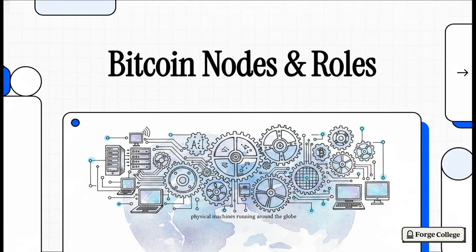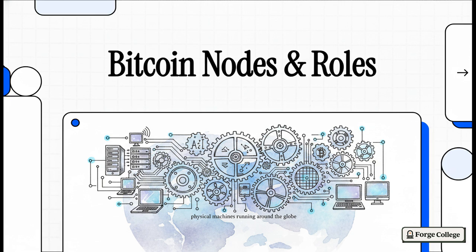Let me just start off by playfully congratulating you. Seriously, you survived the heavy cryptography and abstract math of our previous proof of work lesson. I mean, that was no small feat. But now that we understand exactly how cumulative work secures the chain, we need to talk about the physical reality of the network. Because those brilliant mathematical rules, they don't just enforce themselves out of thin air.